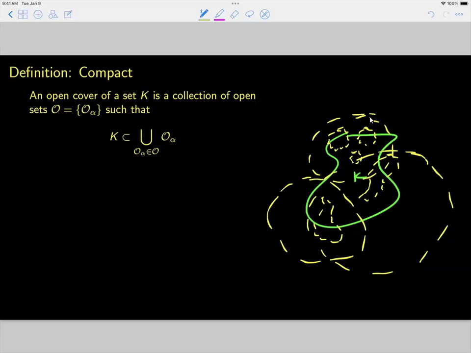What this theorem says is a set is compact, or sorry, I'm getting ahead of myself. This isn't a theorem yet. This is just the definition of an open cover. So this would form an open cover of the set K.